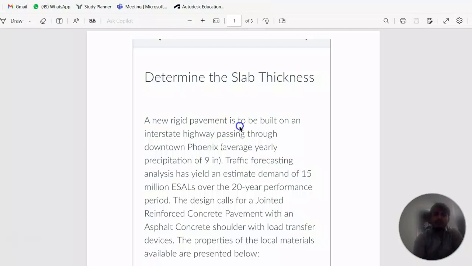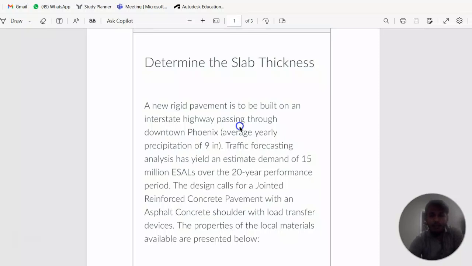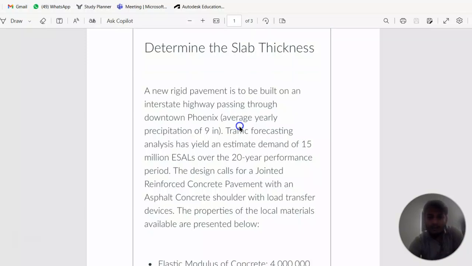Today I am doing the Pavement Analysis and Design Module 5 exam. As you can see in the question, I have to determine the slab thickness. A new rigid pavement is to be built on an interstate highway passing through downtown Phoenix. Average yearly precipitation is 9 inches. Traffic forecasting analysis has yielded an estimated demand of 15 million ESALs over the 20-year performance period.